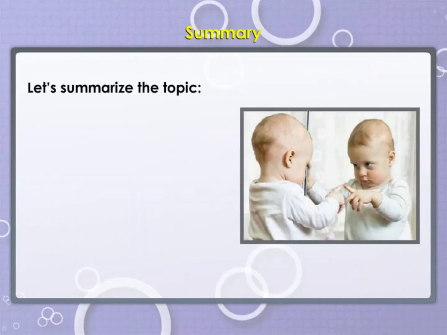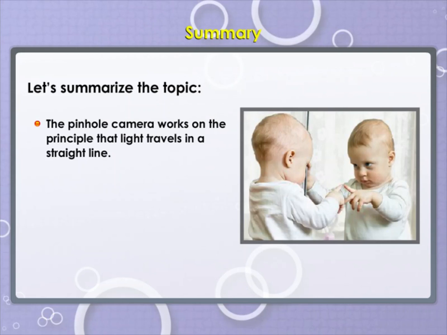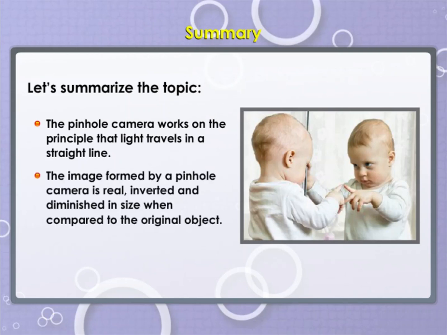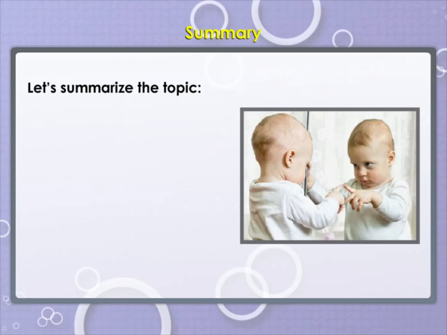Summary. Let's summarize the topic. The pinhole camera works on the principle that light travels in a straight line. The image formed by a pinhole camera is real, inverted, and diminished in size when compared to the original object.